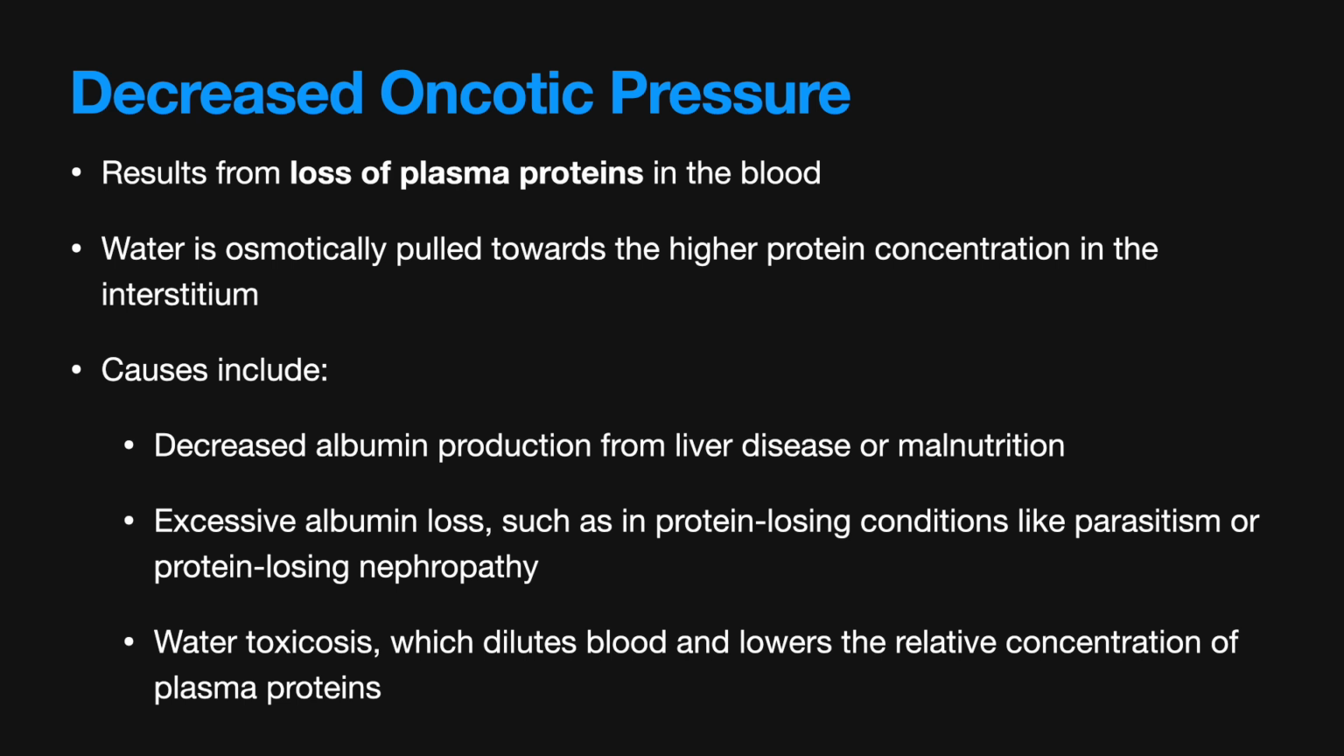the protein losing conditions like parasitism or protein losing nephropathy. Water toxicosis can also cause decreased oncotic pressure because it basically dilutes out the blood, which is then going to lower the relative concentration of plasma proteins, despite having no actual loss of those plasma proteins.